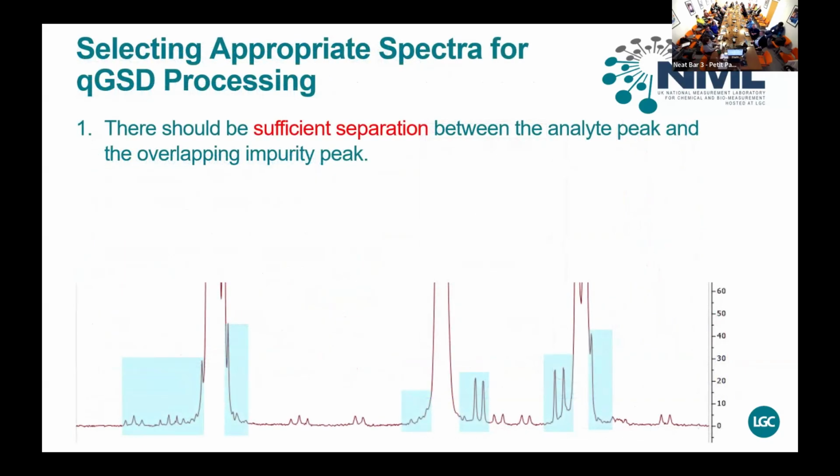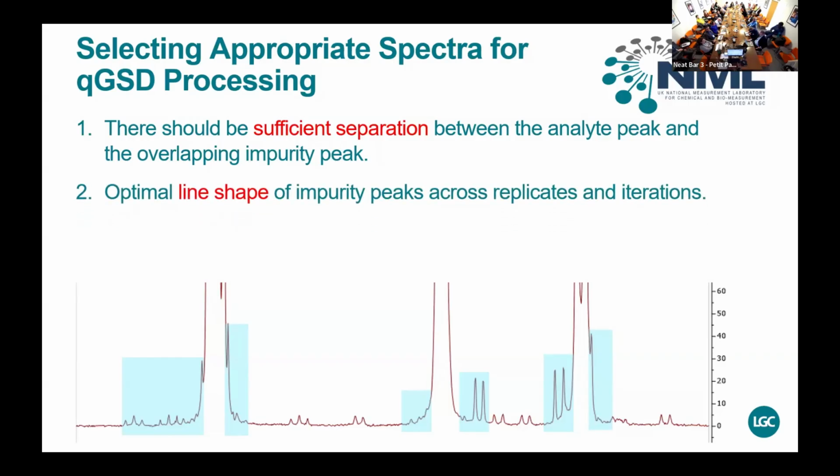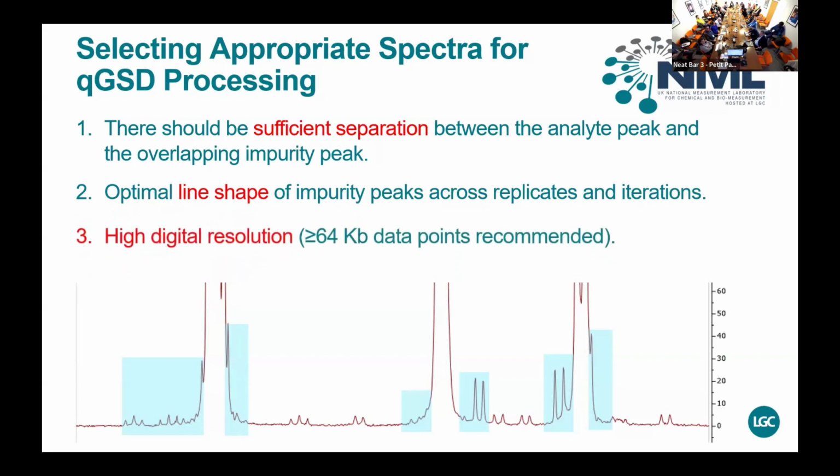So when it comes to selecting appropriate spectra for applying deconvolution, you need to have sufficient separation. You can't have a situation whereby your impurity peak and your analyte peak are 100% overlapped, because this makes it really difficult for the line fitting function to pick that out. So we need to have some type of separation. You also have to have really good line shapes through your replicates and your iterations. If your line shape varies through your repetitions and your iterations, then that's going to lead to a higher uncertainty. Also, Mnova have recommended that there should be high digital resolution, at least 64 K.